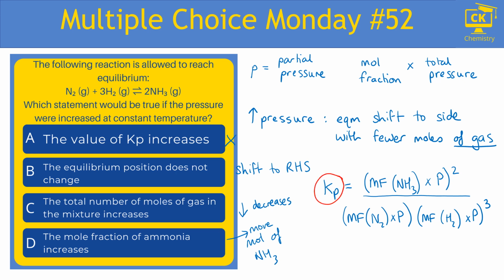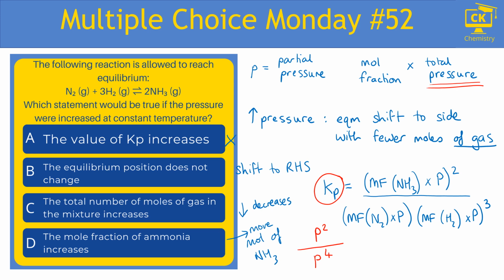What we're doing when we change total pressure, when we increase it, is we are increasing the value of P. But if you now look at this equation, you can see that on the top we have P squared, and on the bottom we have P to the power 4, because N2 is times by pressure, H2 is times by pressure, but then we take the partial pressure of H2 and we cube it. We're increasing the pressure, but it's having a disproportionate effect on the bottom half of the equation because we are increasing it by a power of 4, whereas on the top we're increasing it by a power of 2.